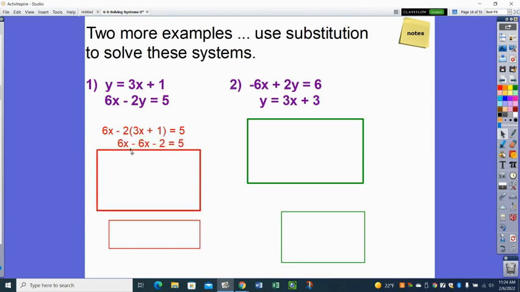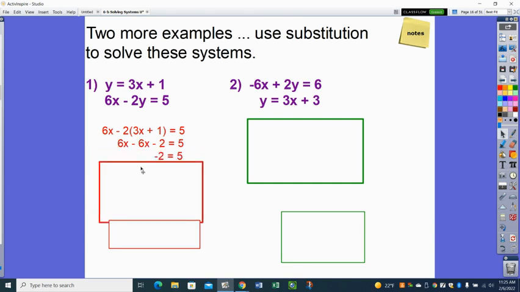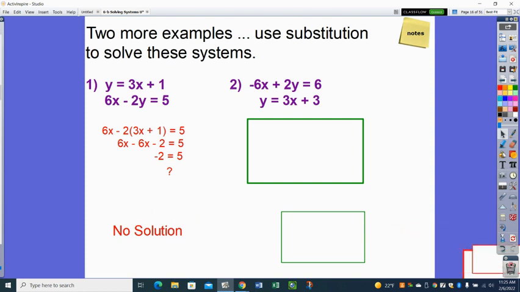And notice what happens this time when I have like terms. If I have 6x's and I take away 6x's, that is actually 0. And I'm going to end up with that craziness. And you might remember that happening before. And when that happens, that is called no solution. Do you remember that from Unit 3? Because negative 2 sure doesn't equal 5. In this case, no solution means that the lines are parallel. We'll talk about that on the next slide.